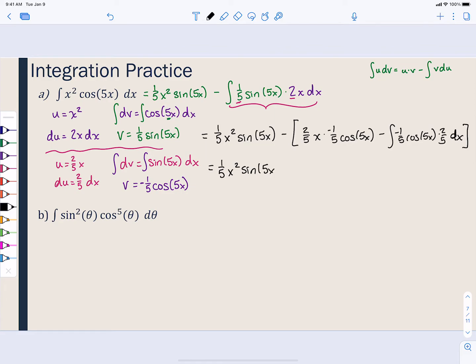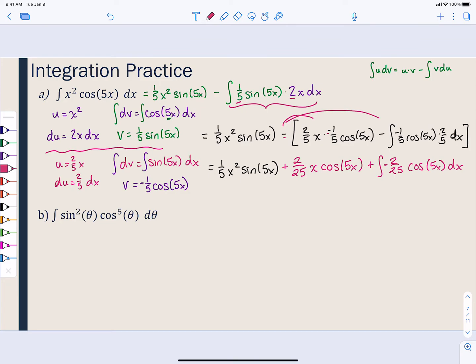So now, finishing this up, that first part, nothing there that we need to do. We do need to distribute our minus sign through here. And so with our first term, we're going to get positive 2/25, because we've got the negative here, but then another negative, so that's going to turn that into positive, x cosine of 5x. And then we've got a negative and a negative there. So we'll have plus our integral of 2/25 cosine of, oops, and that is still negative, cosine of 5x dx.